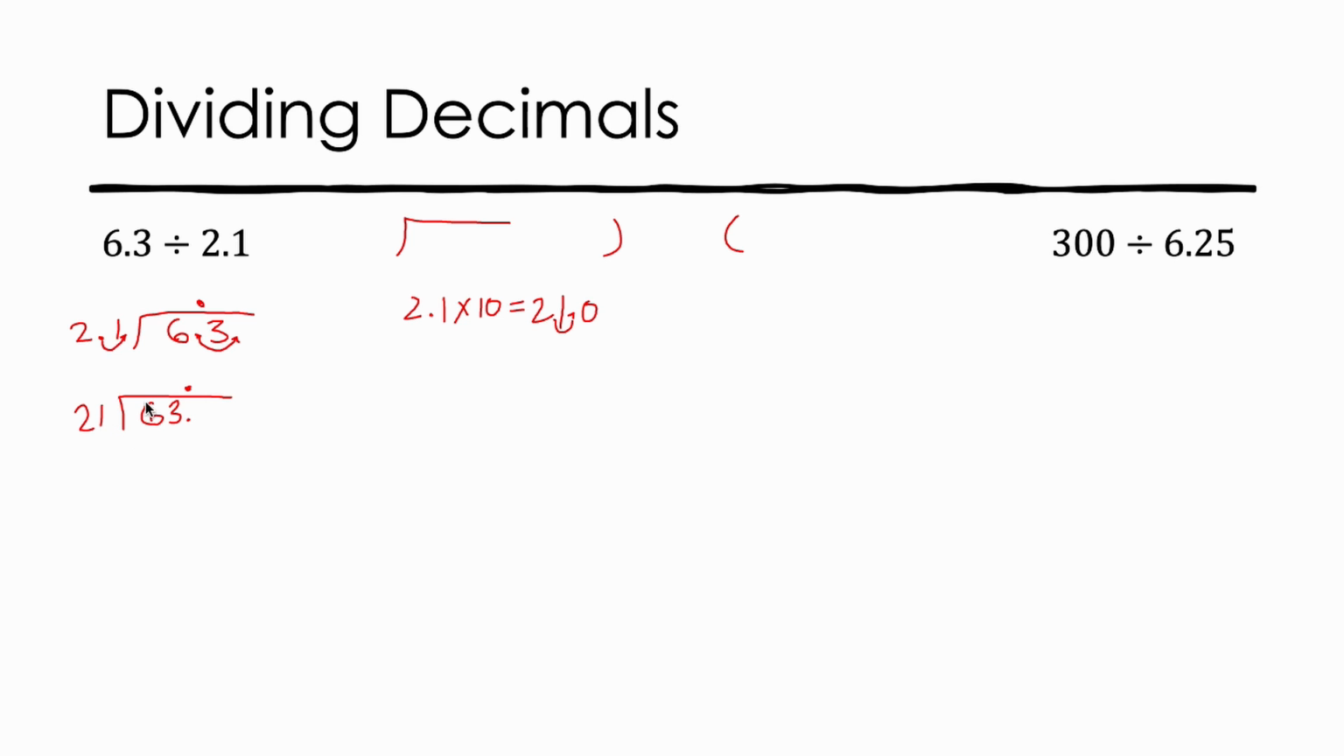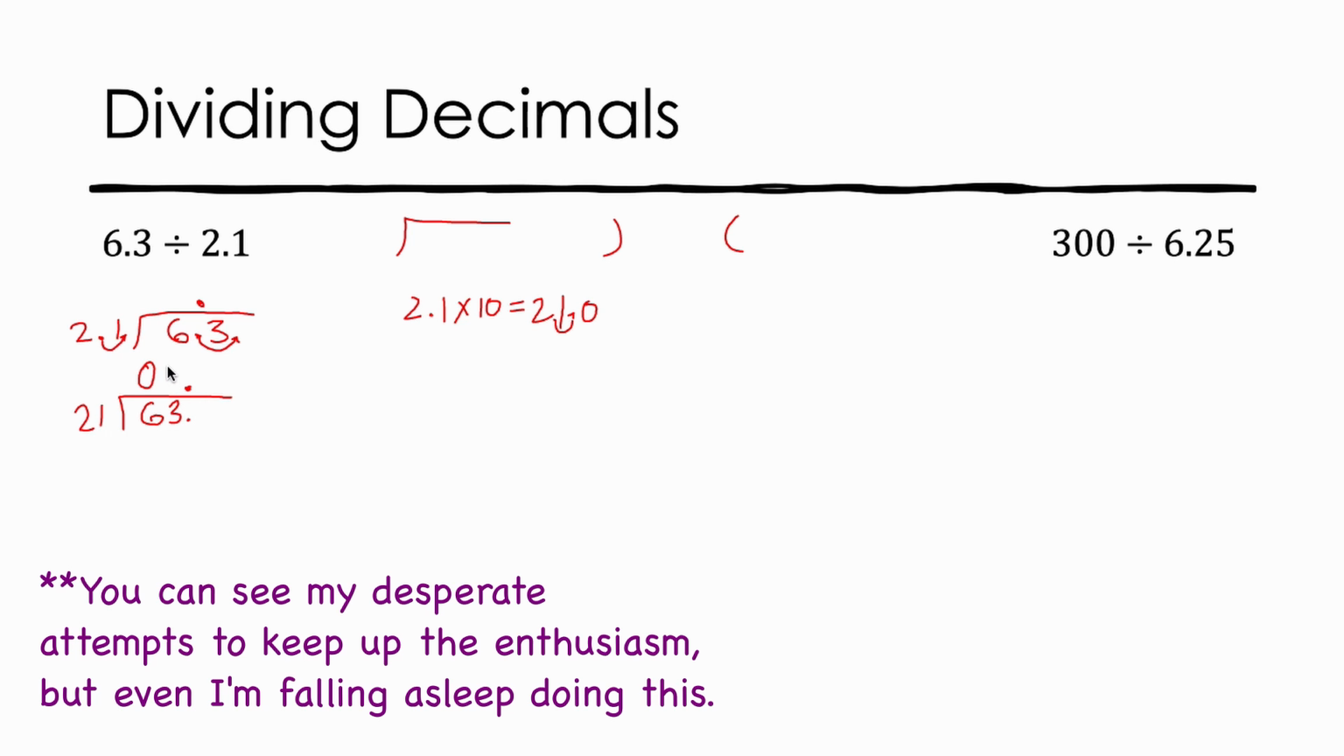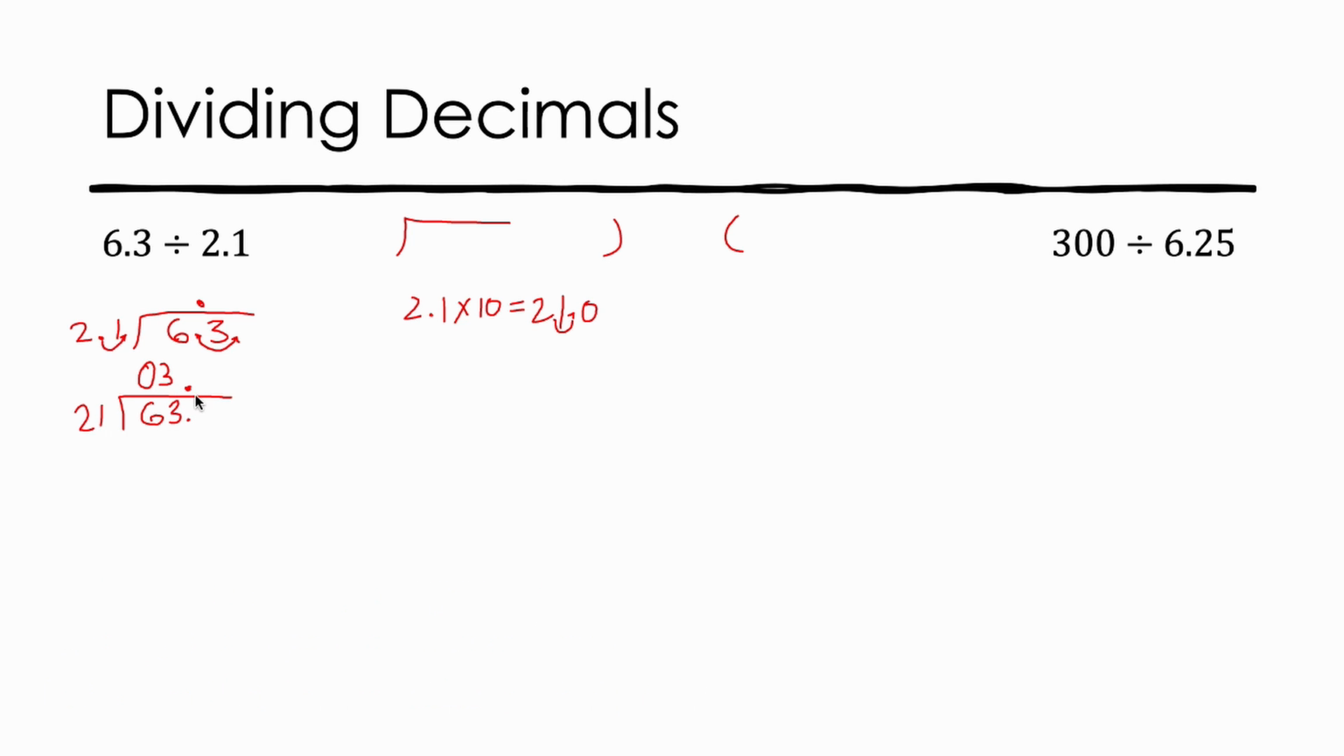21 goes into 6 0 times, so that's that. That's 0, big fat 0. And 21 goes into 63 3 times. So 21 times 3 is equal to 63. 63 minus 63 is equal to 0, and we are left with no remainder. And our answer is 3. So 6.3 divided by 2.1 is equal to 3.